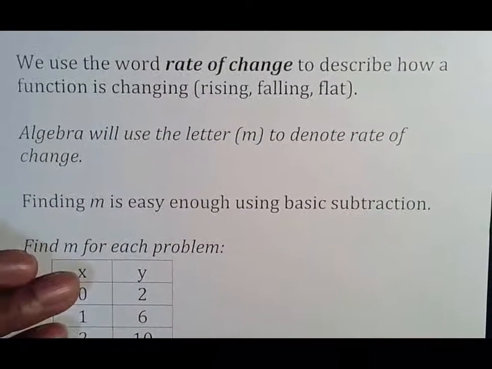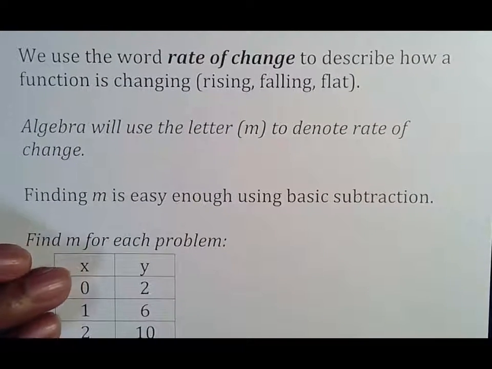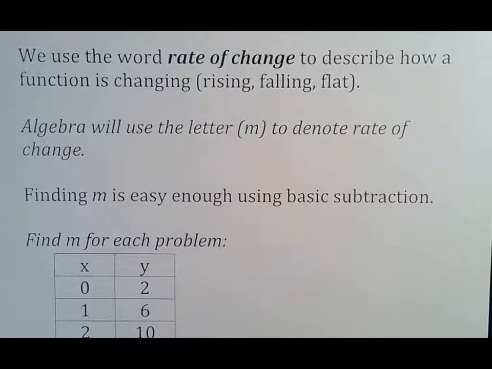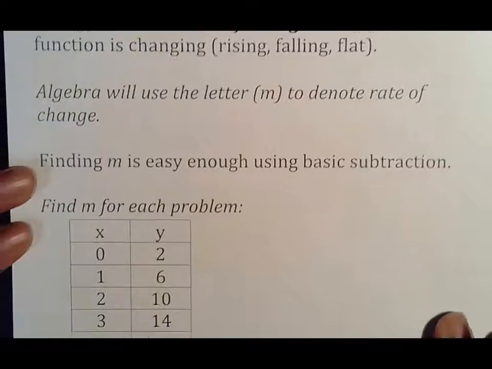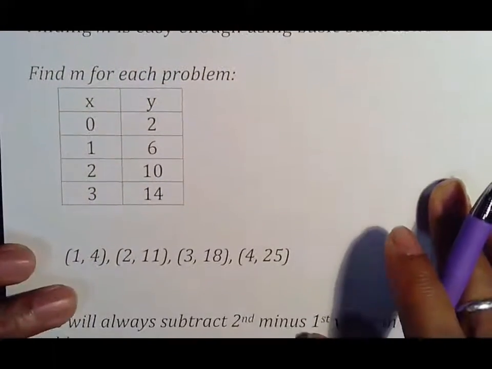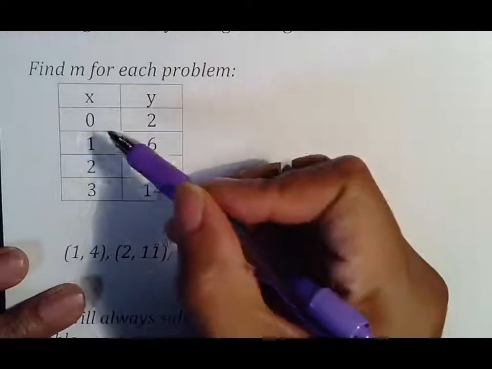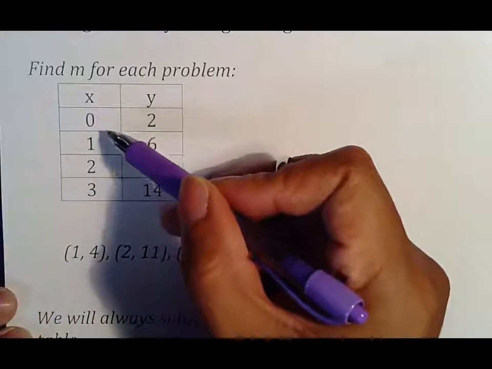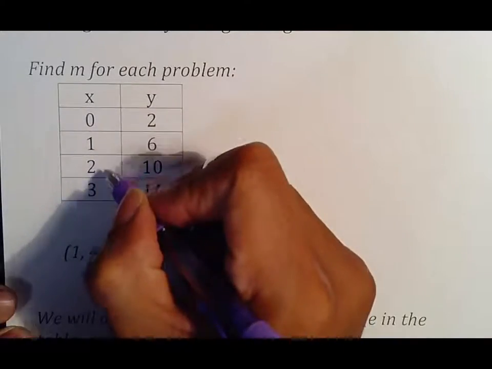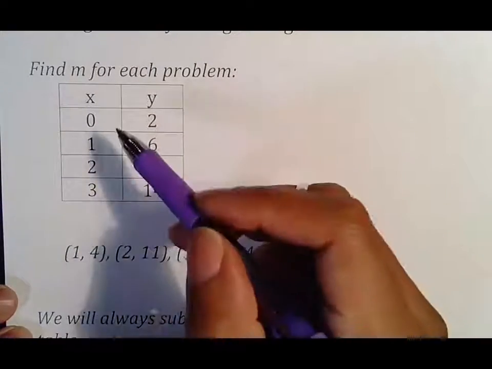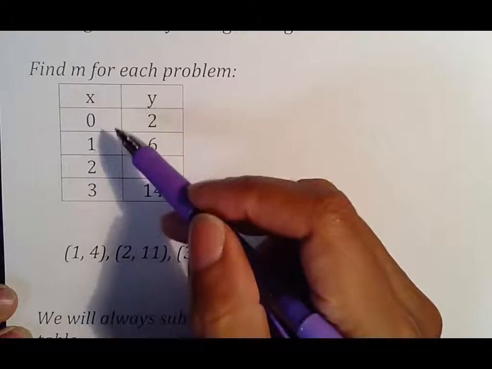Alright. We will use the word rate of change to describe how a function is changing: rising, falling, or flat. Algebra itself will use the letter m to denote rate of change. It's also called slope, but we'll get into all that later. Finding m is easy enough using basic subtraction. First thing you want to check whenever you find m is: what is my x doing? Notice x is going plus 1, plus 1, plus 1. So x is increasing by 1, which means in this case I can ignore x.